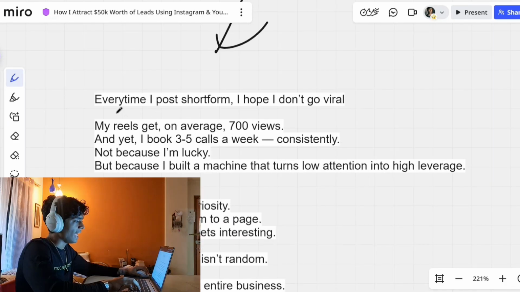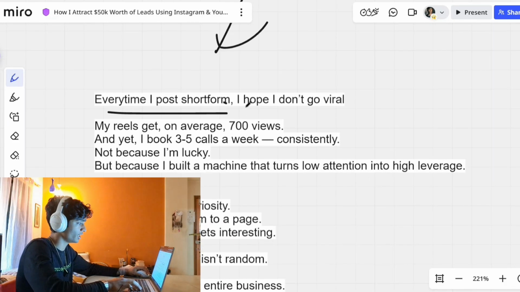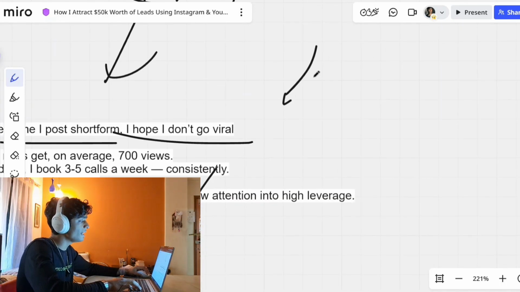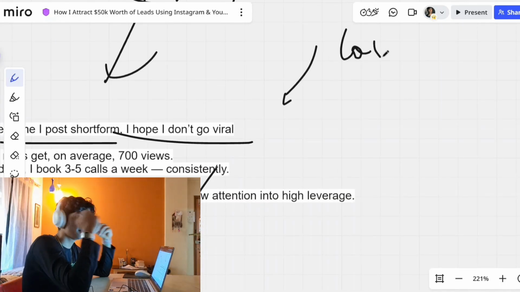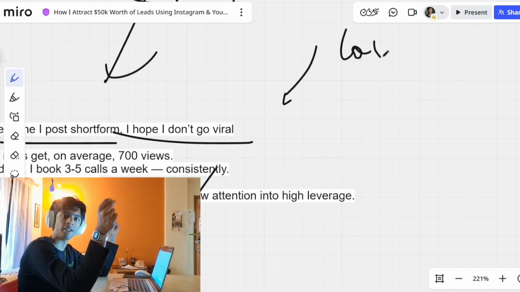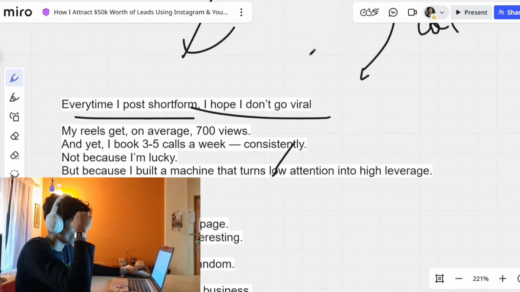First of all, the hook. Every time I post short form or long form content, I hope I don't go viral. This immediately is a contrarian hook. It immediately makes people think, why is this guy not wanting to go viral? It immediately makes you want to know more about what I have to do.